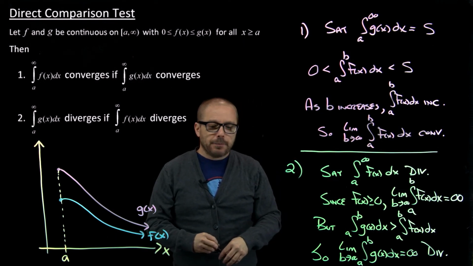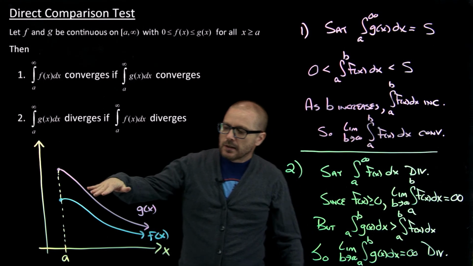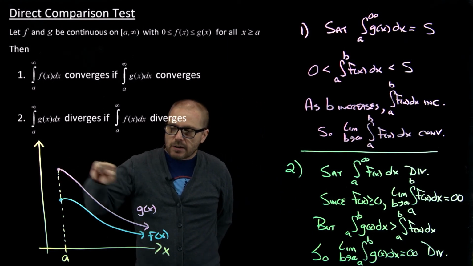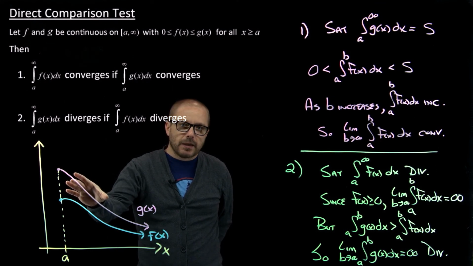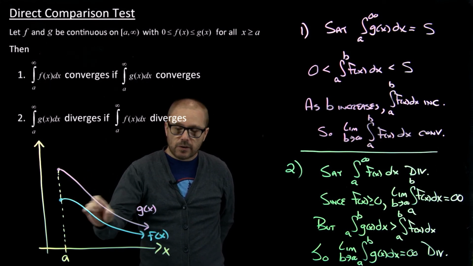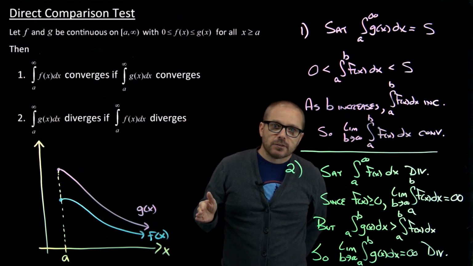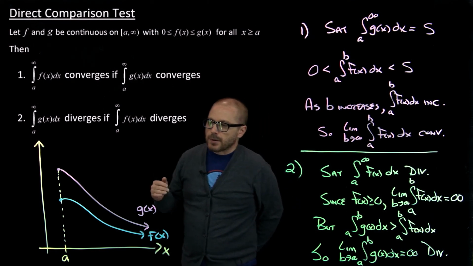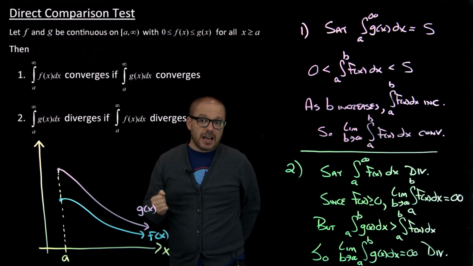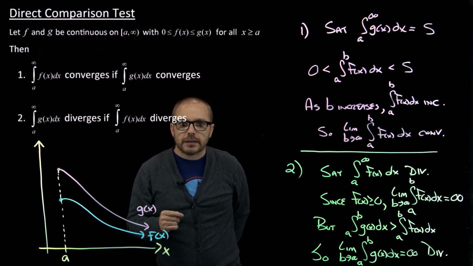So what we're going to be looking for is doing these kinds of comparisons. If we have something that we're trying to figure out if it converges or diverges, if we can argue that it's less than some integral that converges, then we can argue that it converges. Or if it's bigger than some integral that diverges, we'll argue that it diverges. So this is how we'll use direct comparison, by directly comparing the size of those integrals. And we'll look at an example of that.